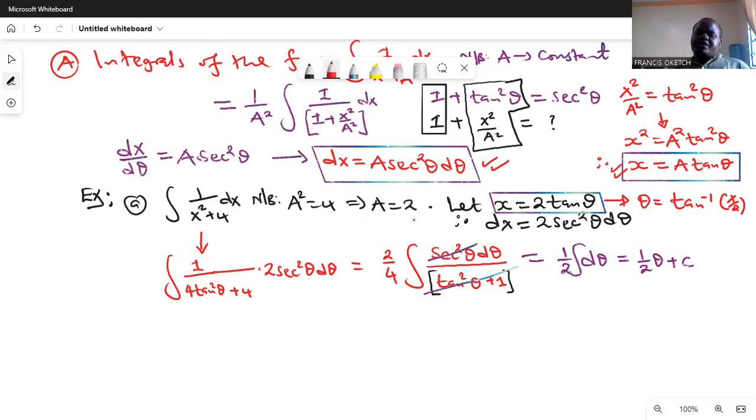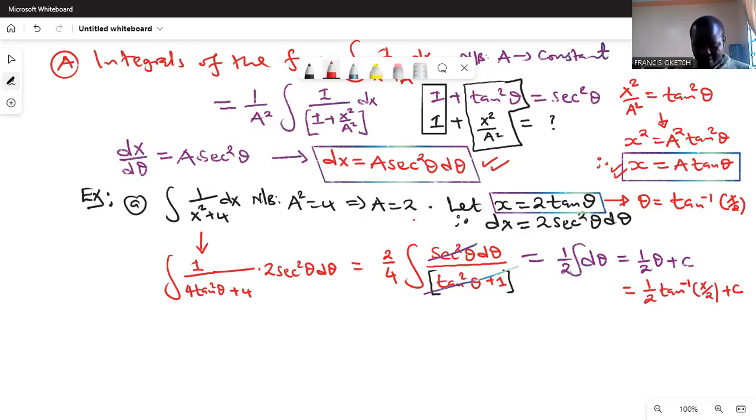And so when you replace it back into our solution, we get 1 over 2 tan inverse of x over 2, then add c. Remember, c there is a constant of integration. You see how this thing is very simple? As long as you know what to substitute, then your work becomes very easy.